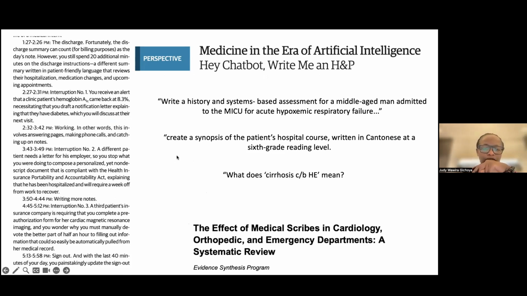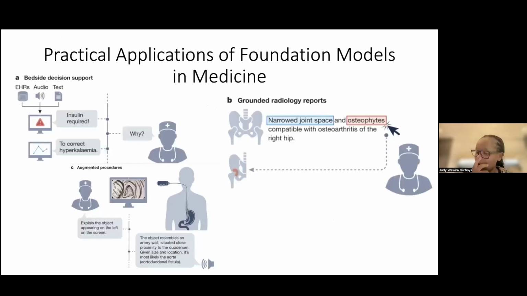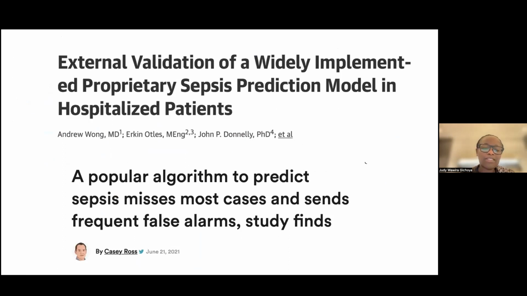There's quite a lot of hope that this is going to save the doctor, so that they save pajama time and don't go home and write notes. And I like to put this here for the effect of the medical scribes. They actually didn't have an improvement. Well, ChatGPT, or whatever the next med GPT will be called, is not going to get tired and can do this ambient listening. But when you look at how we currently understand how AI fails, this is the sepsis algorithm.